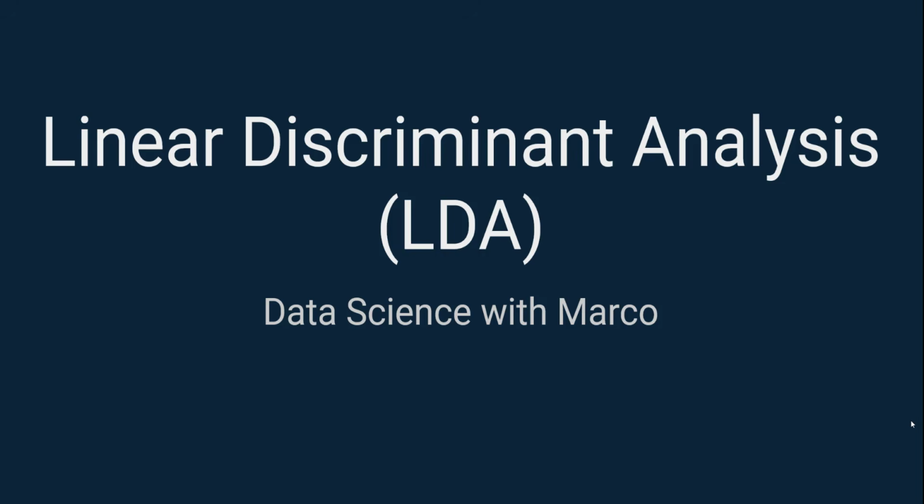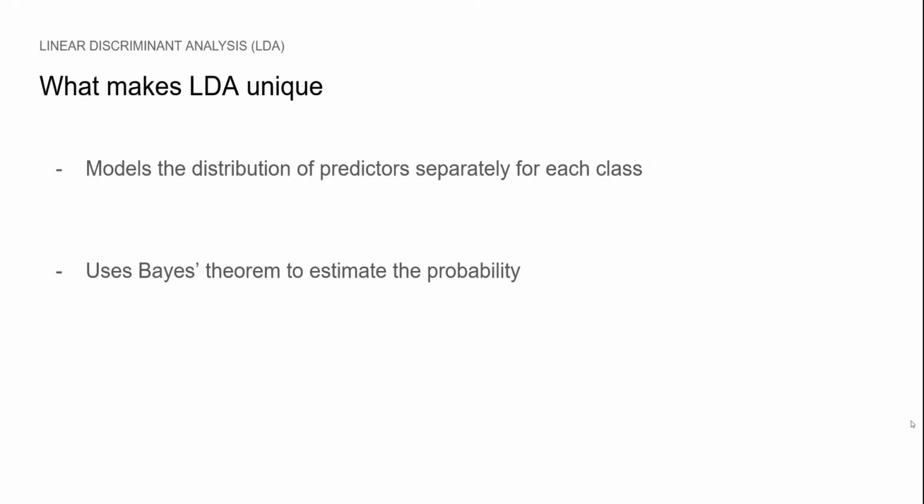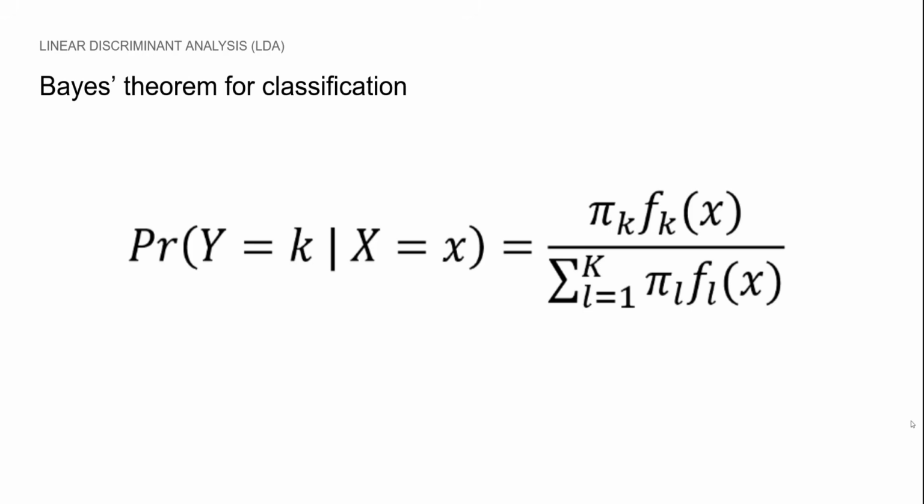Let's move on to linear discriminant analysis, or LDA. Now we want to learn about LDA because logistic regression has some caveats. When classes are well separated, the parameter estimates tend to be unstable. They are also unstable when the dataset is small. And finally, logistic regression can only be used for binary classification. With LDA, you can overcome those issues because it models the distribution of predictors for each class, so you can have more than two target classes. And it does so using Bayes' theorem.